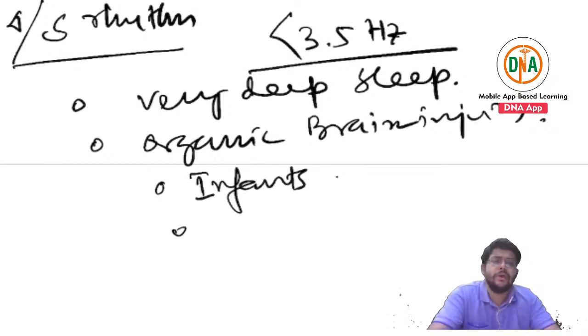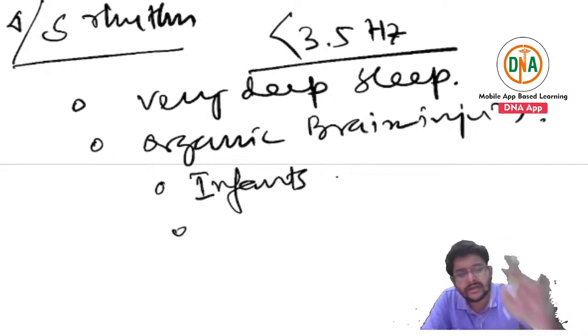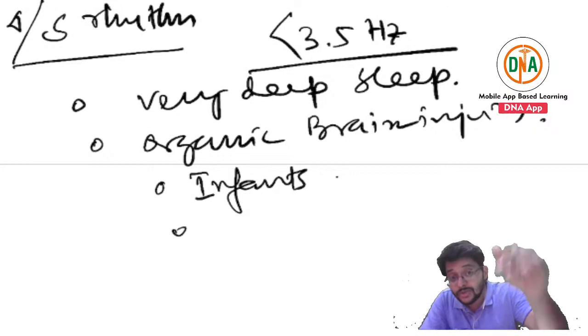Today I can't study, so I will just sleep. So then again, delta rhythm can appear. So alpha, beta, theta, delta we have got. So this is for the bad students. Now we are coming to the good students.